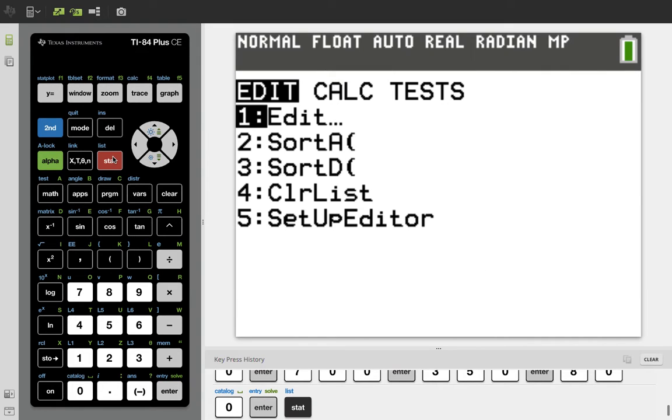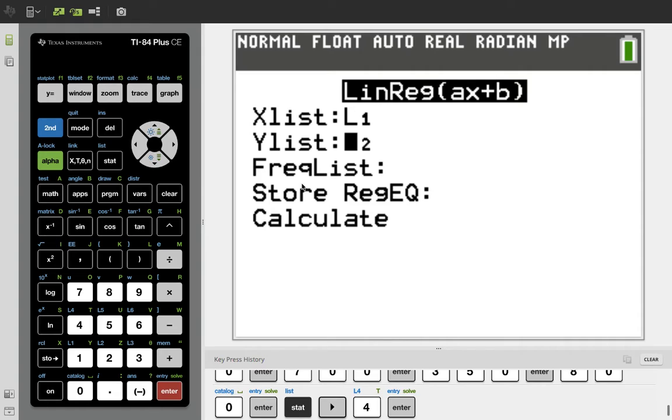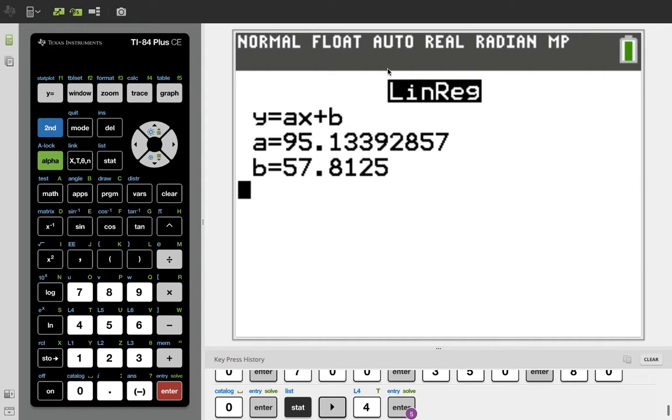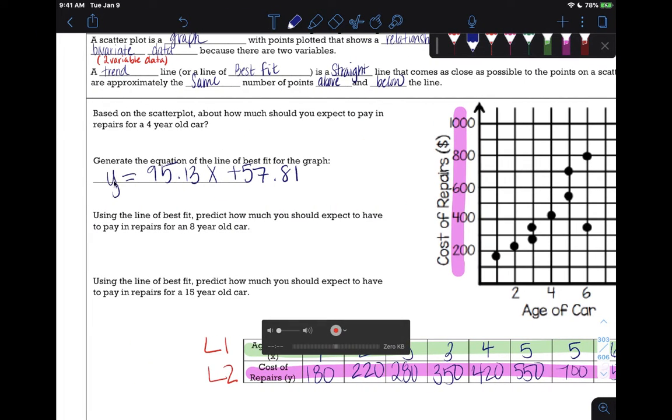Now I'm going to hit that Stat button, Calc, and run a linear regression. Go ahead and calculate that, and it spit out an equation. So I'm going to write that equation down on my paper. y equals 95.13x plus 57.81. Okay. So now I'm going to go back over here. I have my graph equation, my approximate equation for my line of best fit.